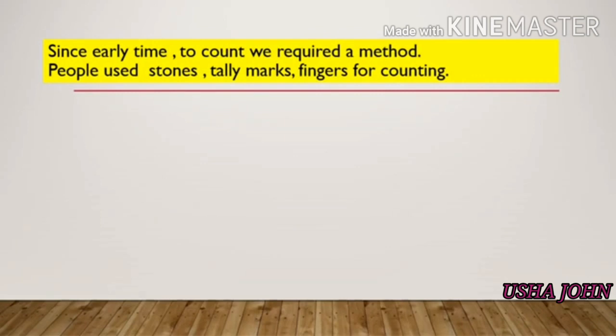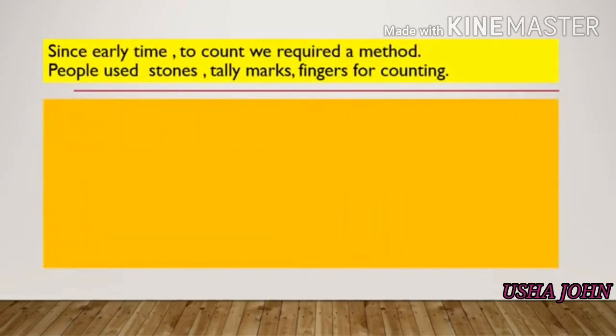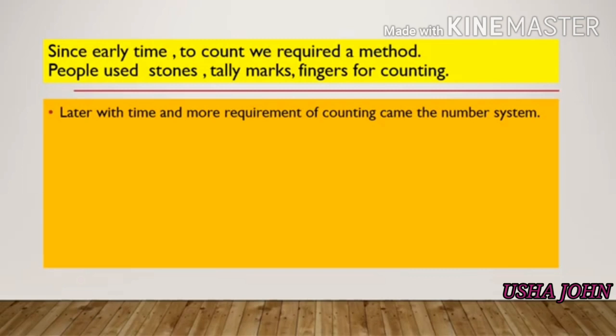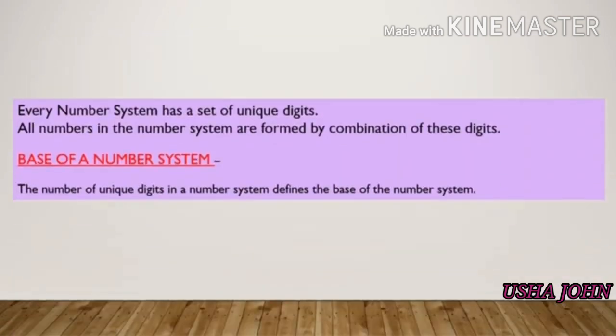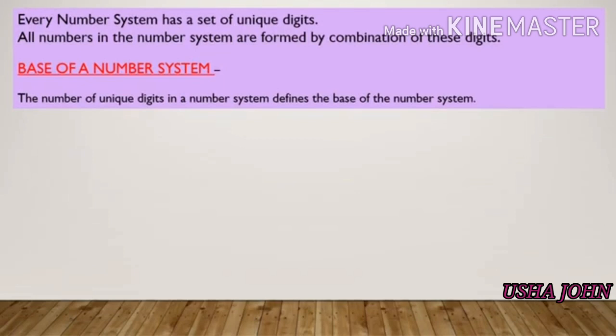Since early times, to count we recorded a method. People used stones, tally marks, and fingers for counting. Later, with time and more requirements of counting, came the number system. There are various number systems that were invented: decimal number system, binary number system, octal number system, and hexadecimal number system. Every number system has a set of unique digits. All numbers in the number system are formed by combination of these digits.